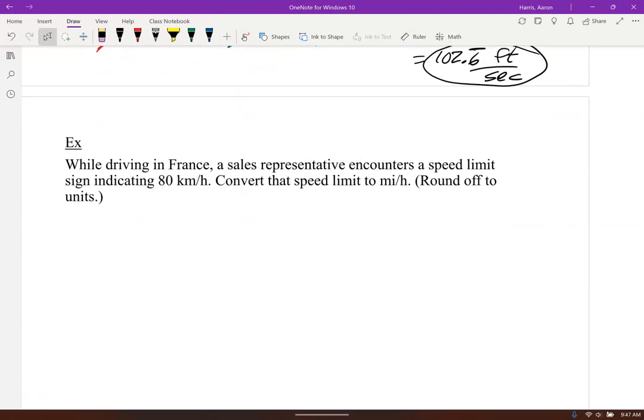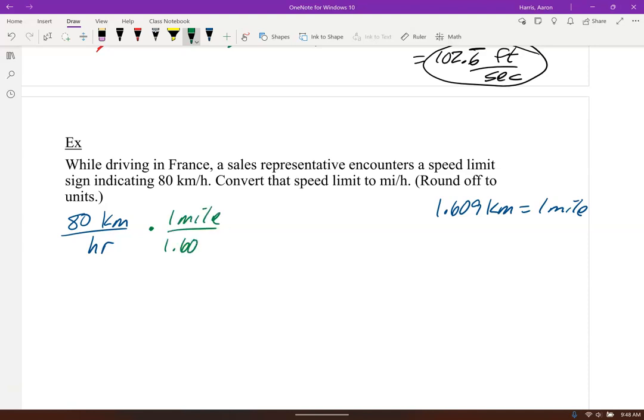So an application: while driving in France, a sales representative encounters a speed limit sign indicating 80 kilometers per hour. Well, we want to convert this to miles per hour. So you need to make sure you know there's 1.609 kilometers per 1 mile. We're already in hours, so that can stay. We just need the kilometers to go to miles. So for every mile, there's 1.609 kilometers. Kilometers are canceled. Now we're in miles per hour. There we go. That's all we got to do.